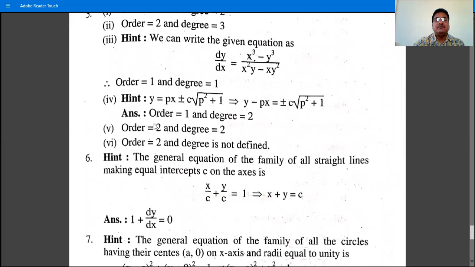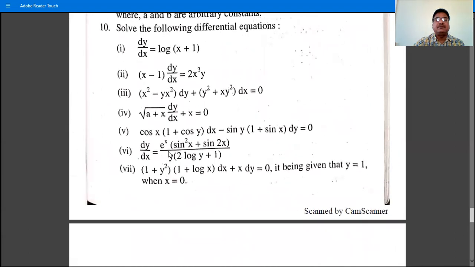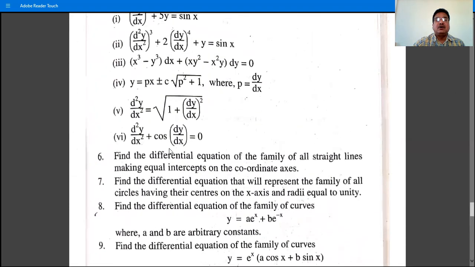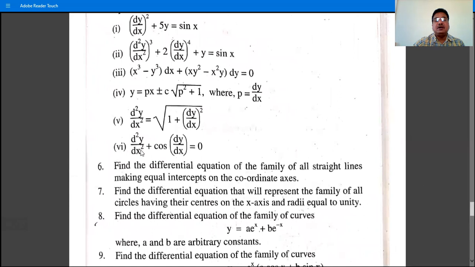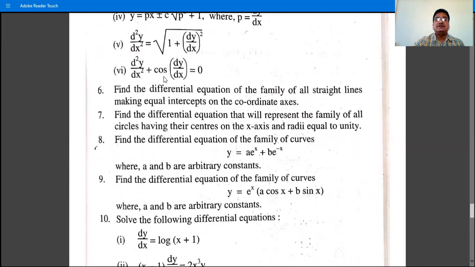Then the next example, the last one. Order is 2, and degree is not defined. The highest order derivative is d square y by dx square, but we cannot define the degree of this differential equation because it is in the cos of dy by dx. This is not actually the general form of a differential equation. So we can write the order, but we cannot write the degree of the differential equation.